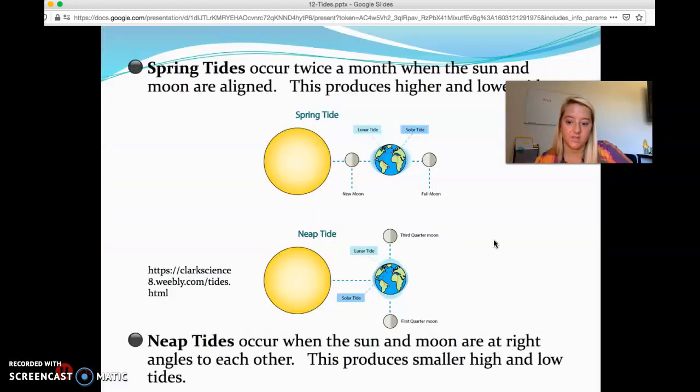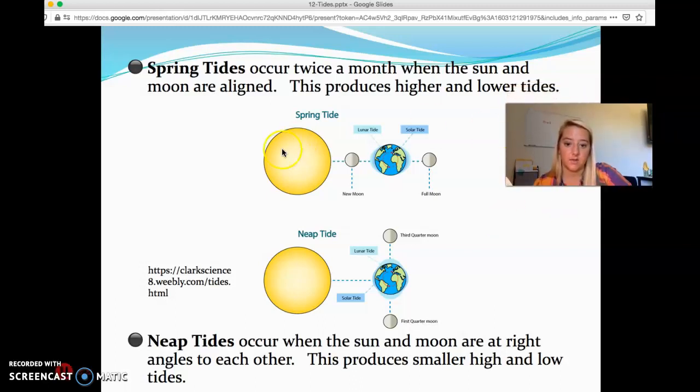Now we're going to talk about this thing called spring tide and neap tides. Now spring tides both occur twice during the month, but a spring tide is when the sun and the moon are aligned. So if you can see, the sun, the moon, and the earth are all in a straight line. We call that a 180-degree angle. And this produces a higher high tide and lower low tides because the gravitational pull from the sun and the moon are working together to pull the oceans of the earth.